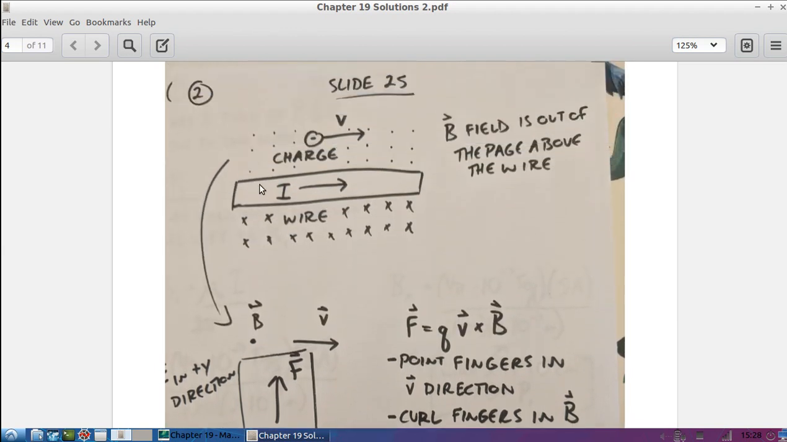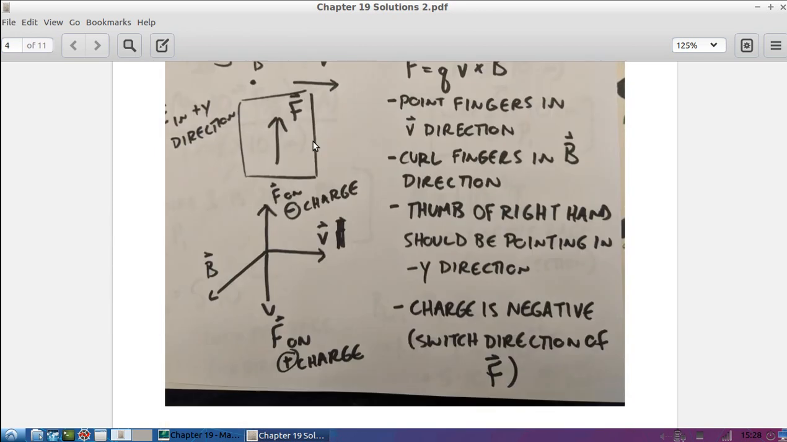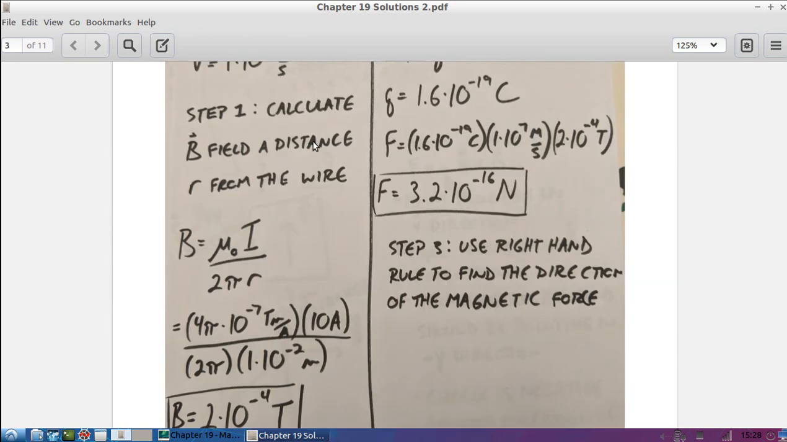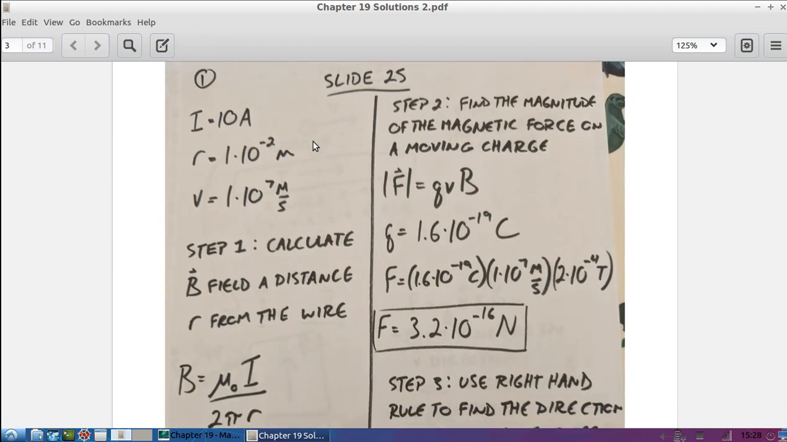So we use one right-hand rule to determine the direction of the magnetic field above the wire, and then we used our right-hand rule for QVB to find the direction of the force on this negatively charged particle. Now that I've got my directions taken care of, I'm going to use the values that were given to calculate the magnitudes.